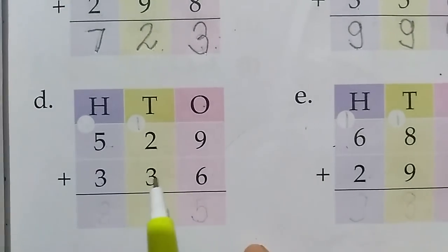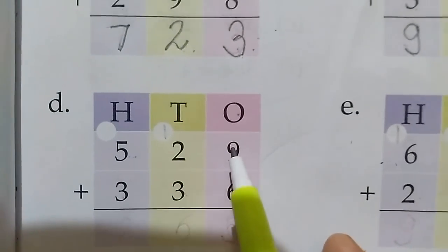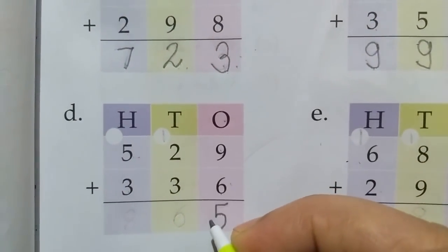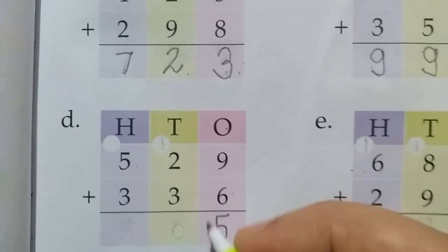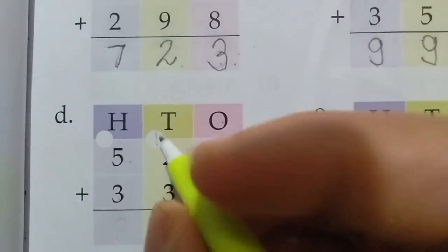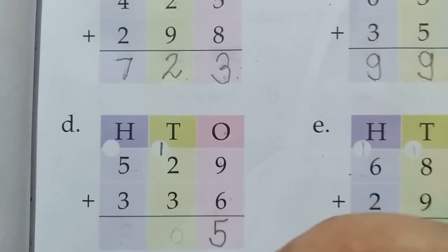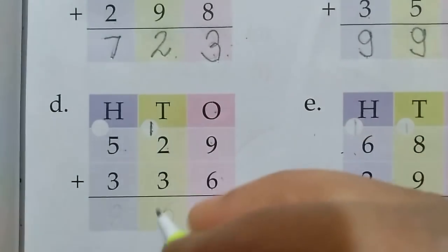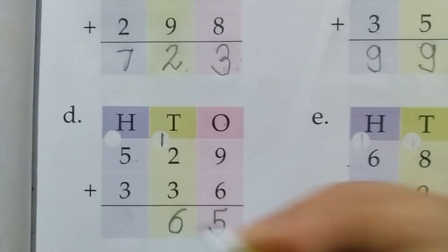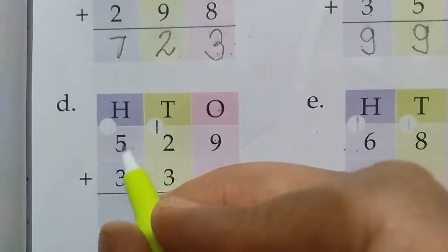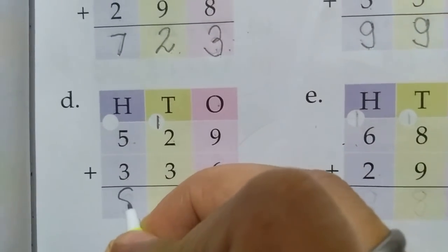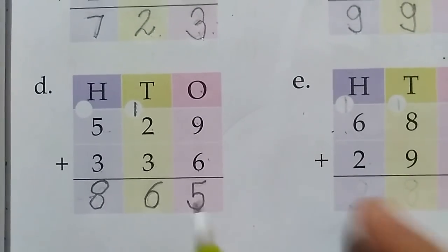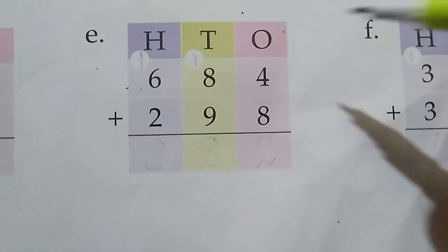529 plus 336. 9 plus 6 is 15. We will write here 5. And the 1 at tens place in 15 will be carry forwarded here. Now 3 plus 2 5, plus 1 6. And 5 plus 3 8. 865. Now we will do E.